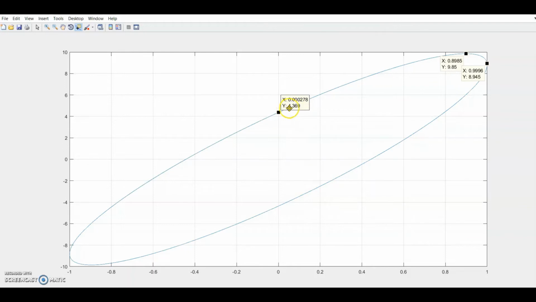Sorry, that is not y0. Y0 is 4.369, so x is near 0. That means we are on the y-axis, and y is coming out to be 4.369. So this is y0, 4.369, and x0 is coming out to be 0.442.